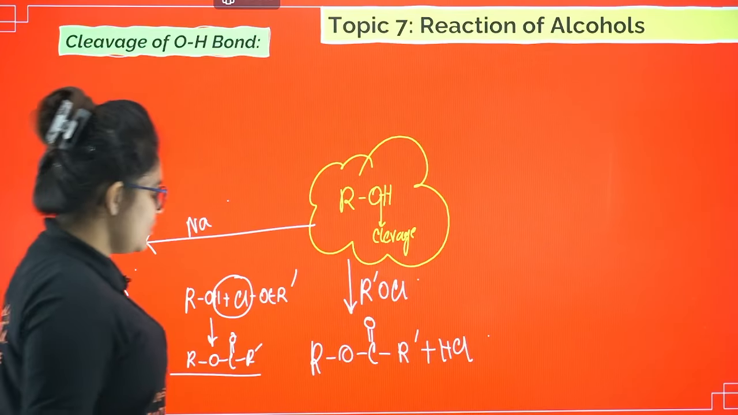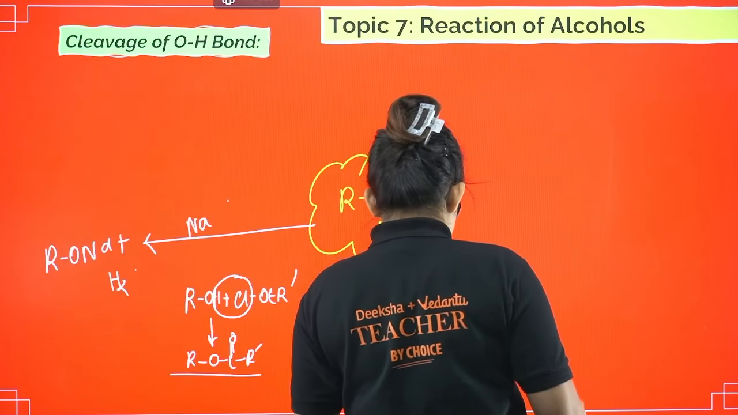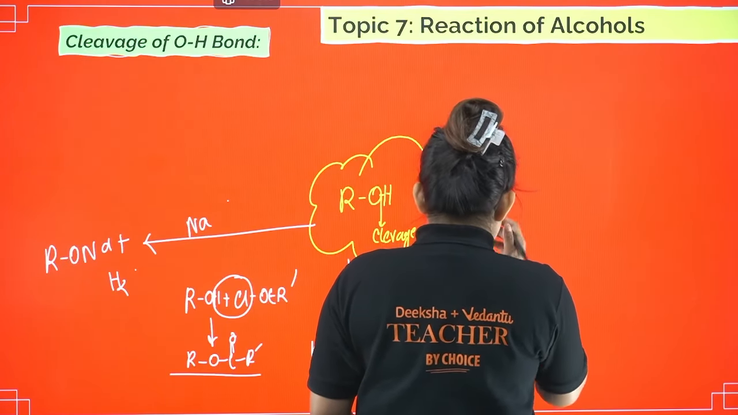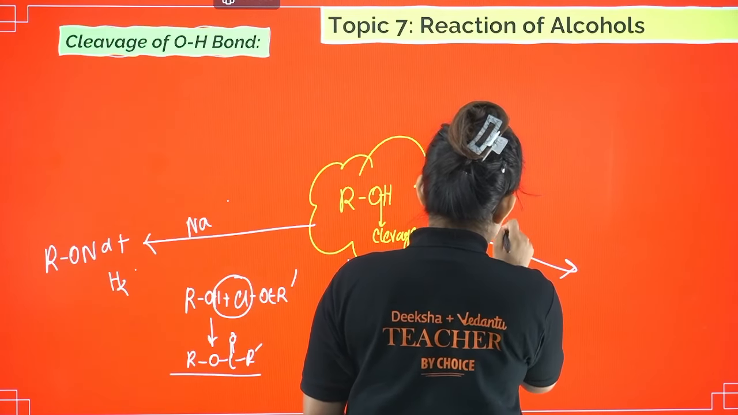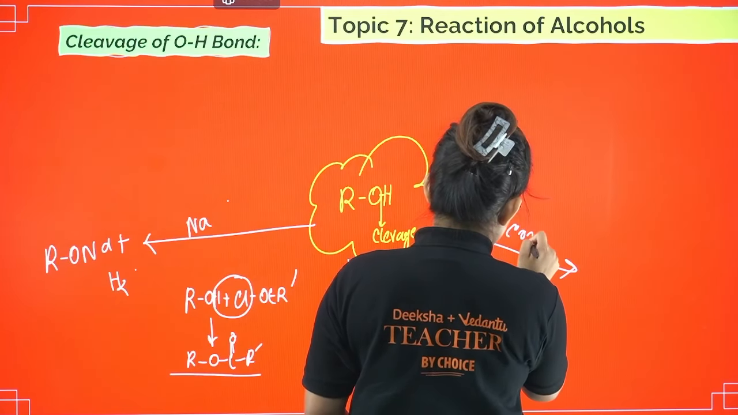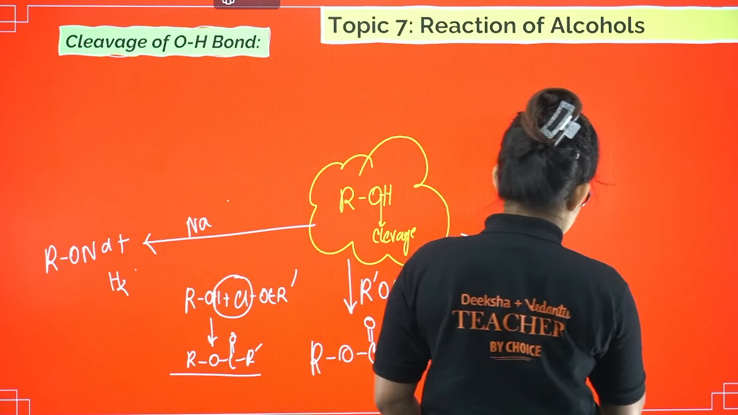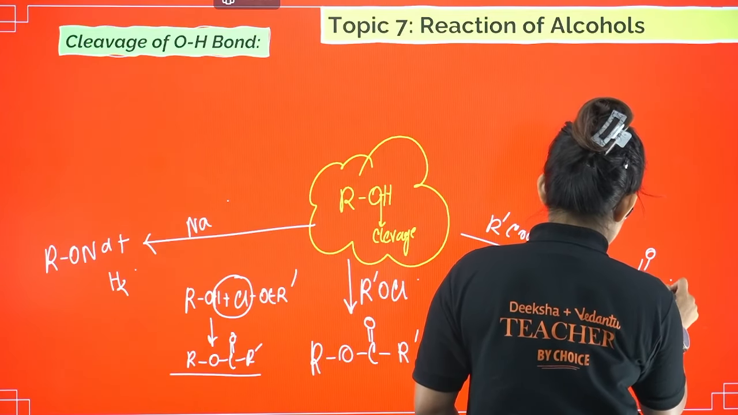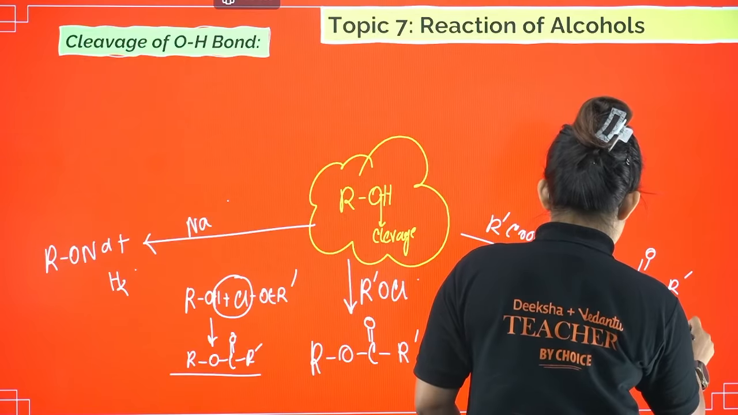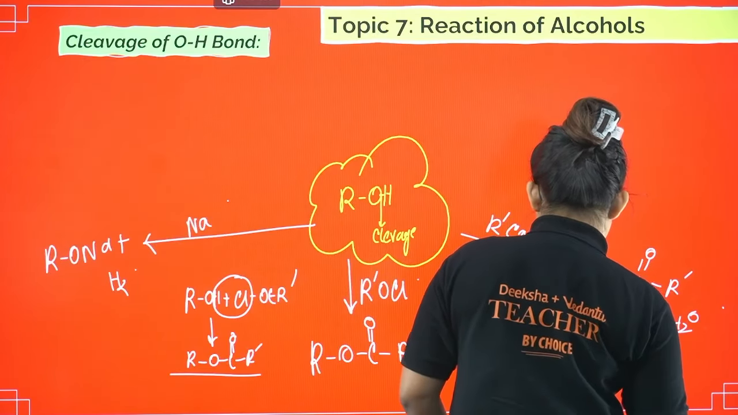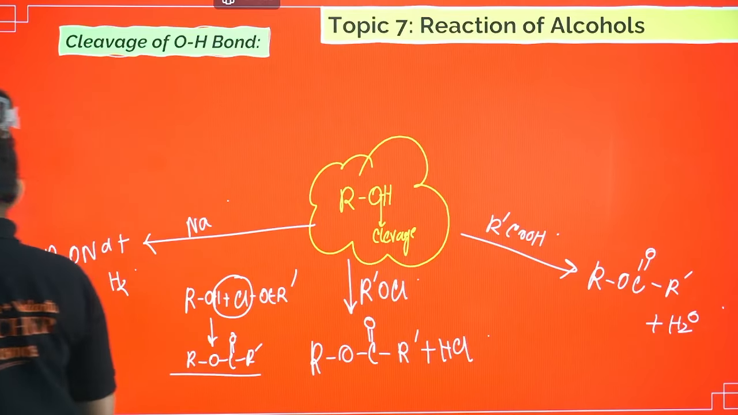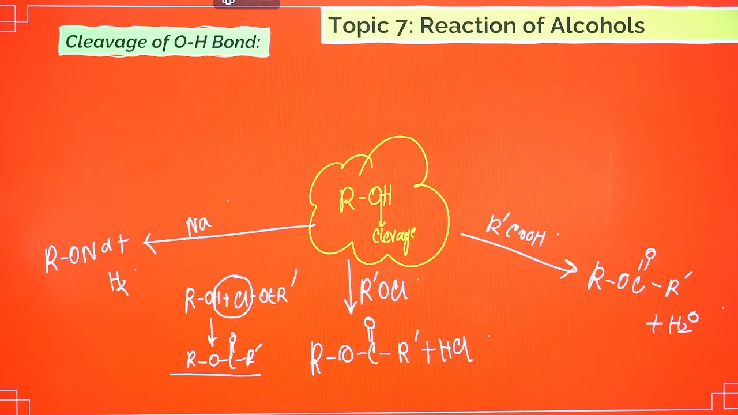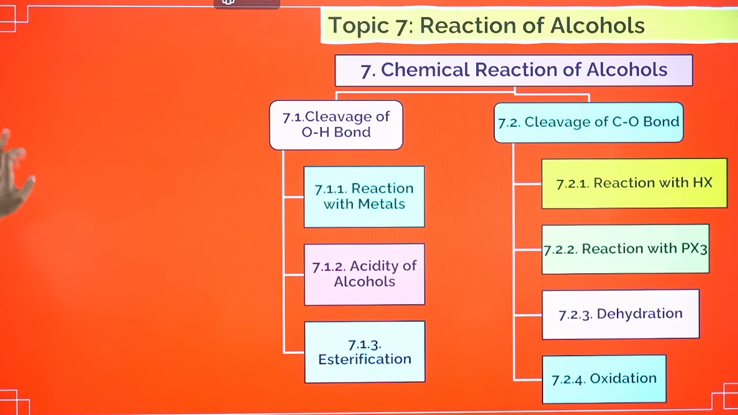Now next, what you can give here is R prime COOH. Here you will end up with an ester group, that is ROCOR prime plus H2O. So these are all the possible options that you can end up with. I guess this is clear to you.